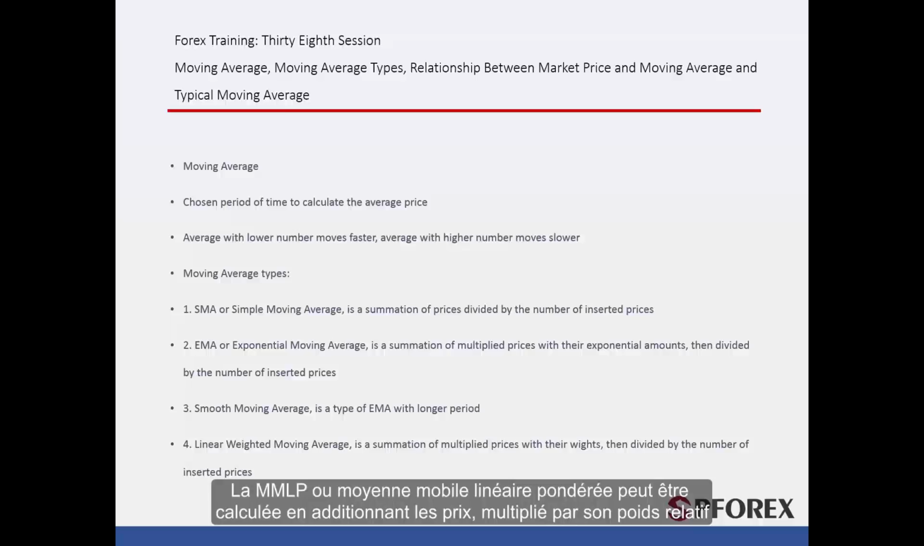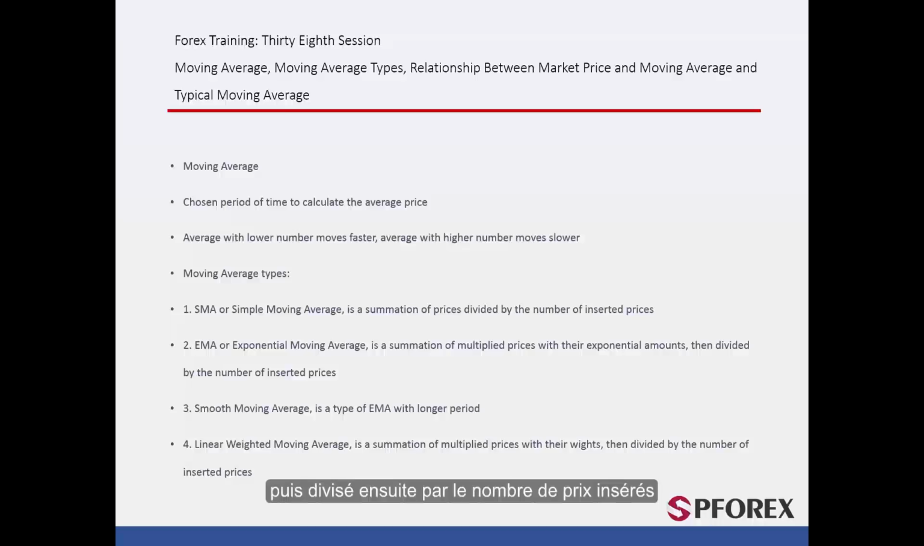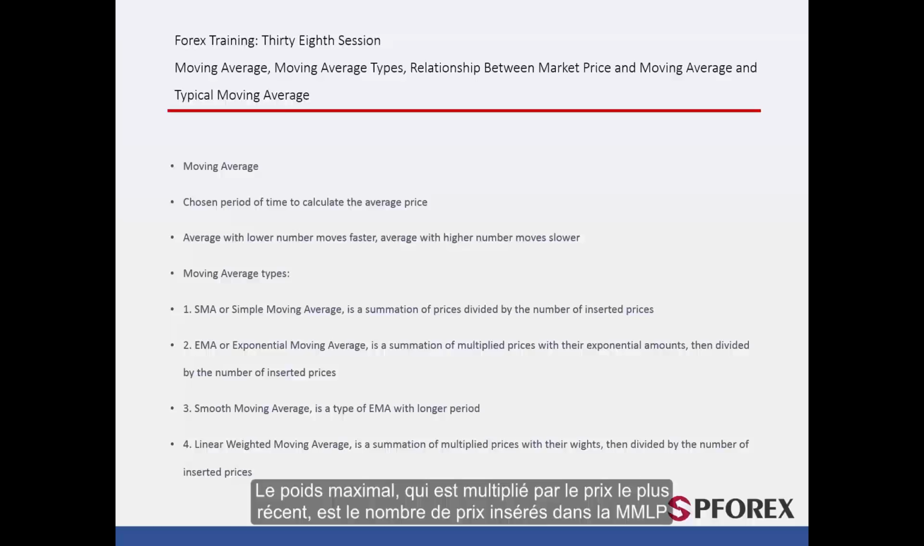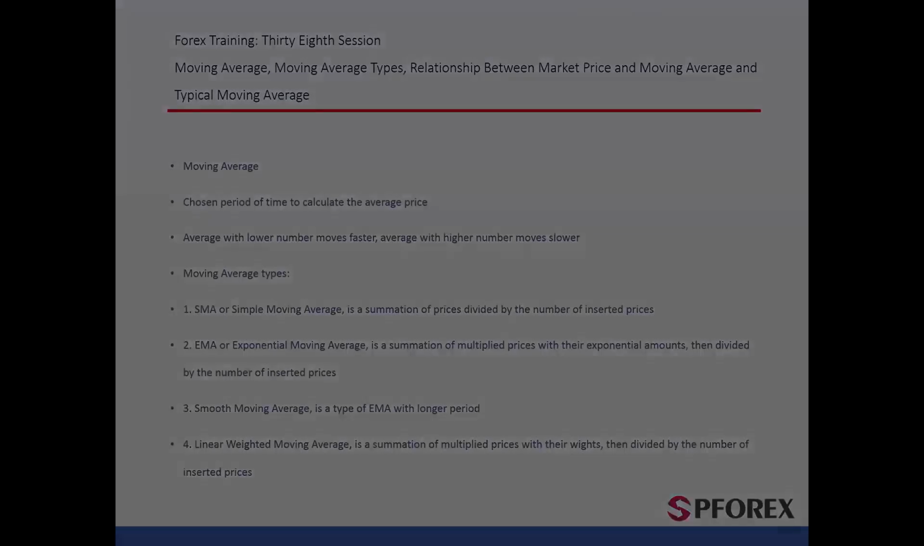LWMA, or linear weighted moving average, can be calculated through the summation of prices, each multiplied by its certain weight, then divided by the number of prices inserted. The maximum weight, which is multiplied by the most recent price, is the number of prices inserted into the LWMA. The weight of each price is deducted by the number of time frames away from the latest price, so the earliest time frame will be multiplied by 1.